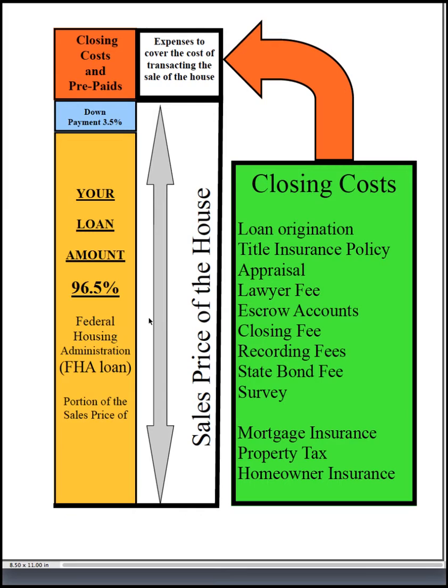Now, what are we talking about when we talk about those expenses? Closing costs include loan origination, which is the cost of the loan, title insurance policy, which insures your title, the appraisal, which gives you the value of the house, the lawyer's fee for looking at the contracts, escrow accounts set up, the money that the bank needs to pay your taxes and insurance, the closing fee that the title company charges for closing, the recording fees and the state bond fee, which are fees paid to the government for recording the sale, the survey, which is sometimes required, then the prepaids, which are your mortgage insurance, which is the PMI on your FHA loan, the property tax, and the homeowner's insurance.